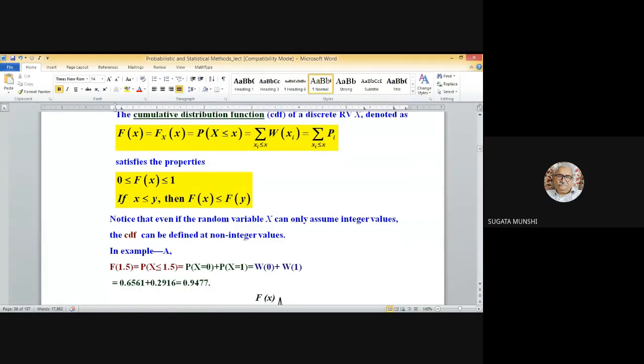Even in this case, if you refer to the earlier example, capital Fx is defined also for non-integer values. Although it's true that the number of bits in error can never be a non-integer, still it's defined for non-integer values as well.